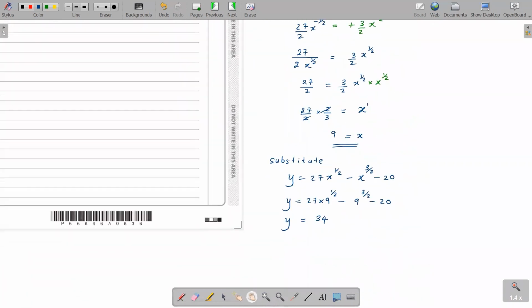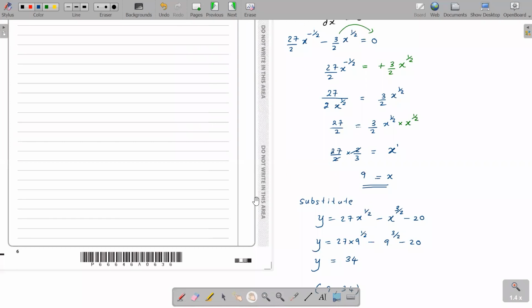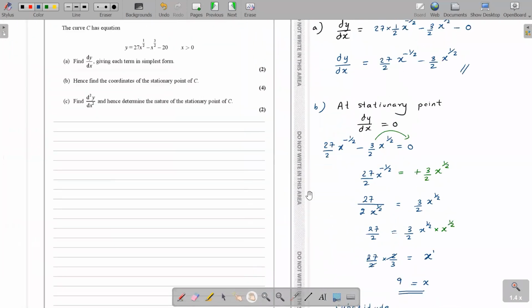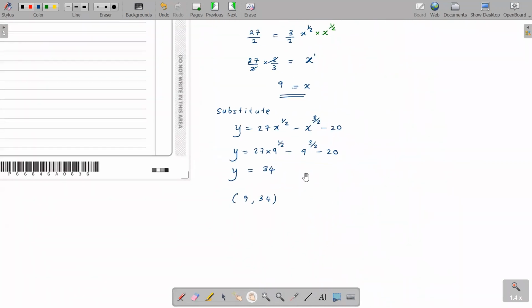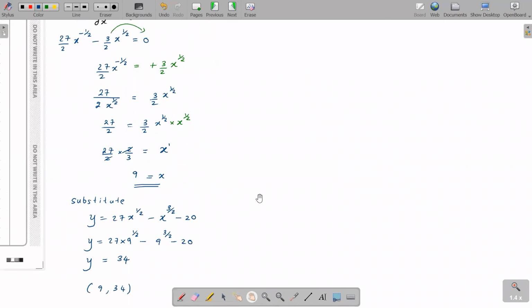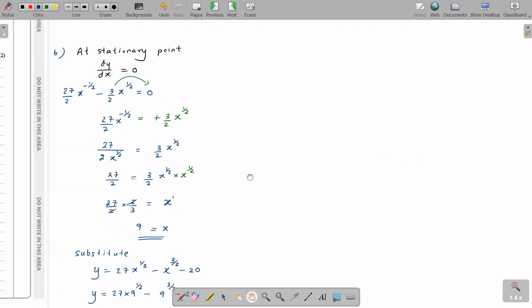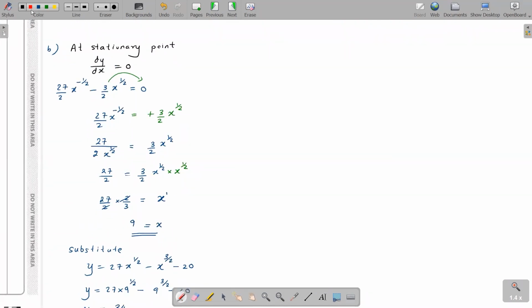So basically, find the coordinates of the stationary point of C. The coordinates are 9, 34. Then moving on to the next part. They say find d square y by dx square and hence determine the nature of the stationary point. So they're asking you to find the nature of the stationary point by getting d square y by dx square.